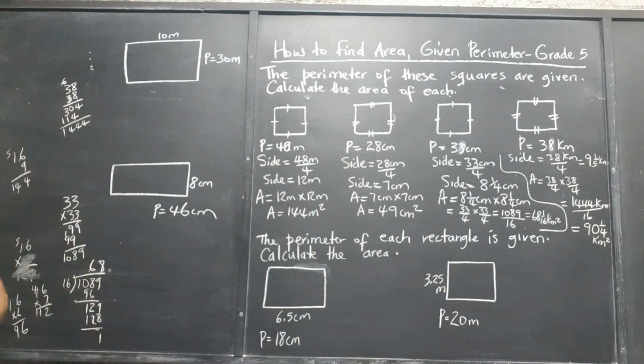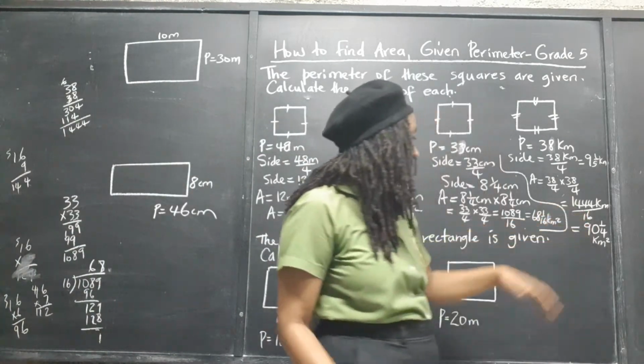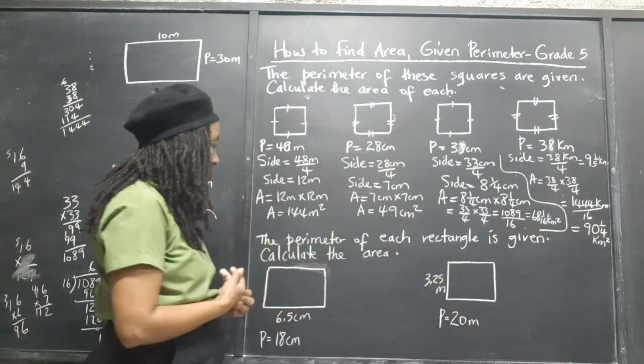Alright, so let's double check. 16 into 144. 9 6s are 54. 9 1s are 9 and 5 is 14. It goes exactly 9 times. 16 into 4 is 0, remainder 4. And 4 over 16 is a quarter. So this is our answer. The area is 90.25 kilometers squared.